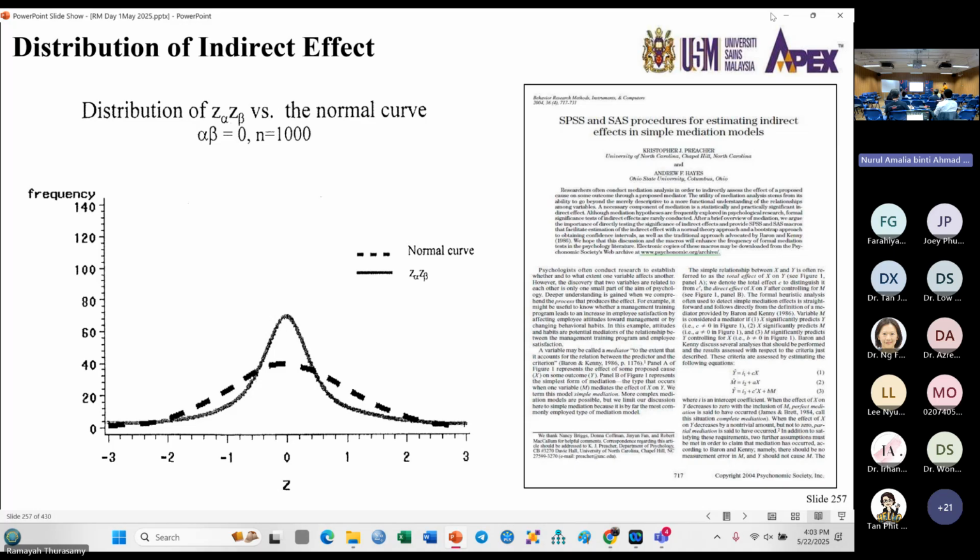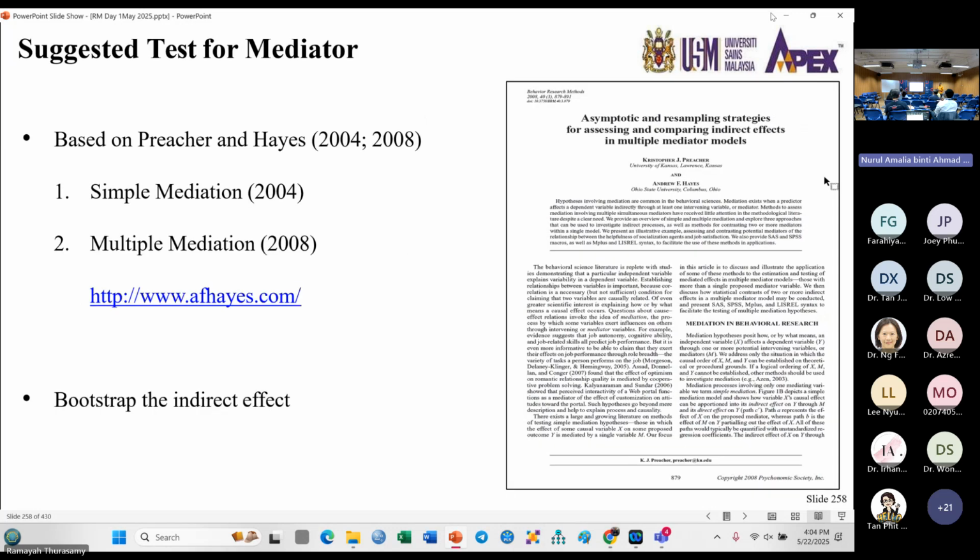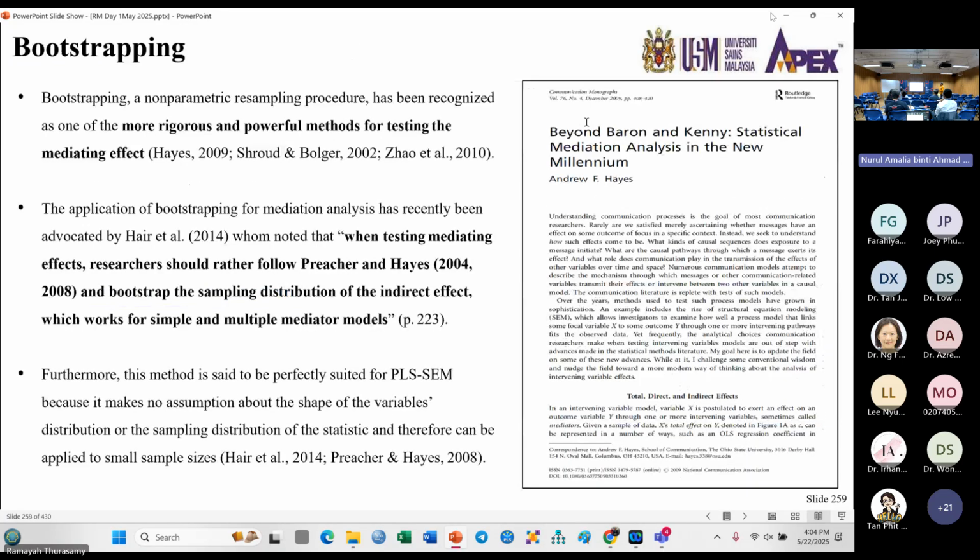So this 2004 and 2008 paper was talking about this issue called bootstrapping. Preacher and Hayes started writing this paper in 2004 for simple mediation, and then they also ran multiple mediation. But both these papers were very difficult to understand. They were very mathematical. And then in 2009, he wrote a very interesting paper with the title, Beyond Baron and Kenny. Since you know Baron and Kenny, right? If you see Beyond Baron and Kenny, you will read, right?